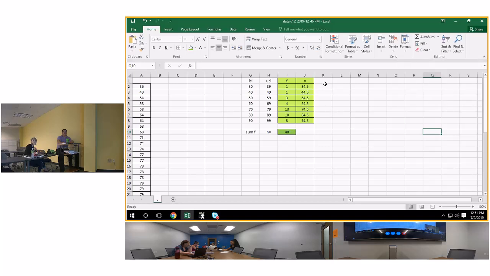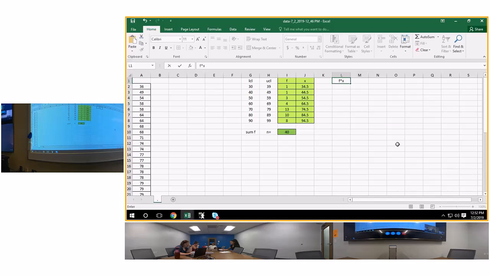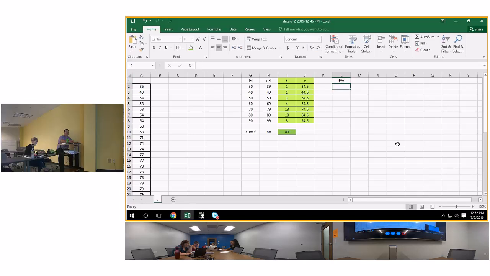I'm just going to do it by hand. So I'm going to do f times x right here. So I'm going to put f times x. And then I'm going to go down here and say equals f times x and enter, and then copy down. Now I'm going to skip a few steps here because this is Unit 1 material and y'all should be able to do it.